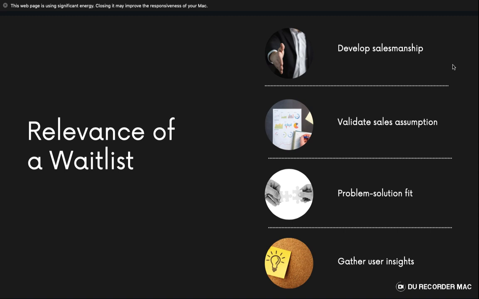So developing salesmanship is one of them. Then secondly, and this is also important, it helps you to validate your sales assumption. Now, I think it cuts across two ways, both from an investor perspective and from the perspective of a founder.